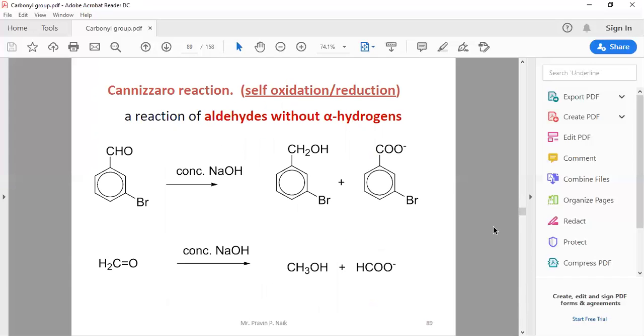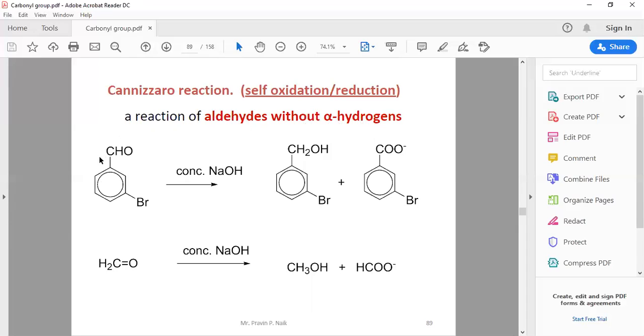The next reaction is the Cannizzaro reaction. It is also called the self-oxidation reduction reaction. It is a reaction of an aldehyde without alpha hydrogen. So what is alpha hydrogen? If you see, this is the carbonyl group, and adjacent to this carbonyl carbon is this carbon. It should not contain an alpha proton, or it should not contain a proton.